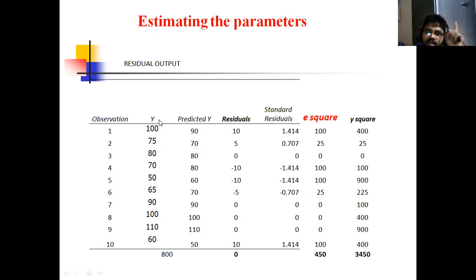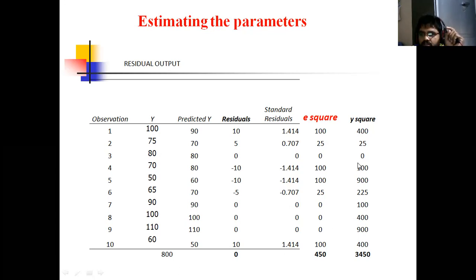So in order to get a small y, nothing but the mean deviation, the actual value deviating from the mean, is 20. 100 minus 80, 20. 20 into 20, 400. 75 minus 80, minus 5. 5 into 5, 25. 80 minus 80, 0. 0 into 0, 0. So like this, we can estimate the y square values.